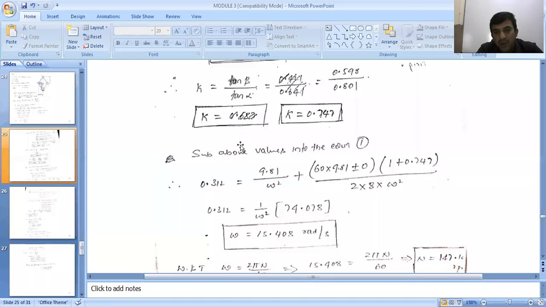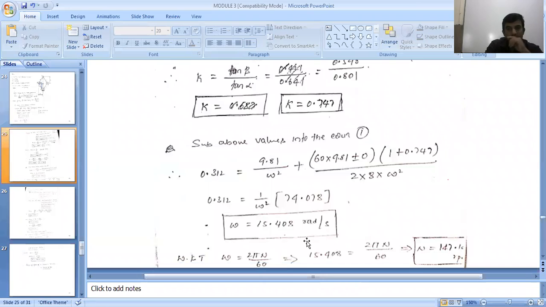H is 0.312, g 9.81, divided by omega square, plus capital M is 60 into g 9.81, plus or minus f. The f value is not given, the frictional force is not given, so take that as 0. 1 plus k, you calculated 0.747, divided by 2 times small m, which is 8 kg, omega square. Then take omega square common. Then you get omega is equal to how much? 15.408 radian per second. Now convert into speed. Omega is equal to 2 pi n by 60. Now we'll get n. Now you calculate and tell me the value. Check the value, 147.18 RPM you will get.